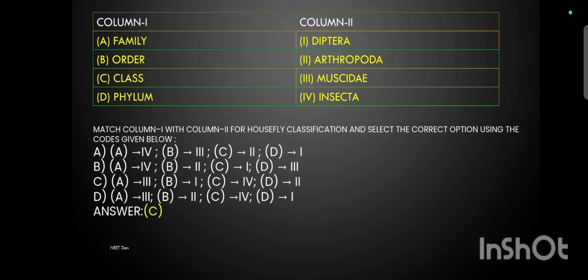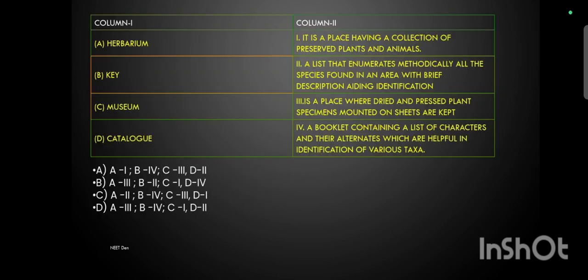B, order, is matching with Diptera, 1. C, class, is matching with Insecta, 4. And D, phylum, is matching with Arthropoda, 2.